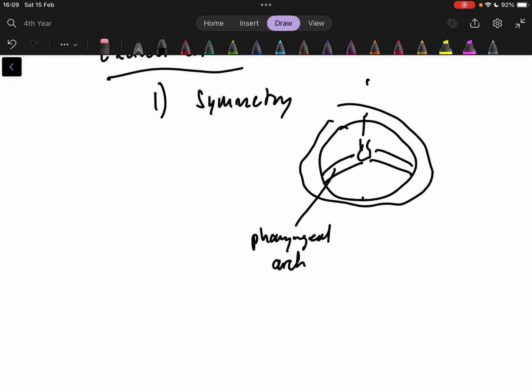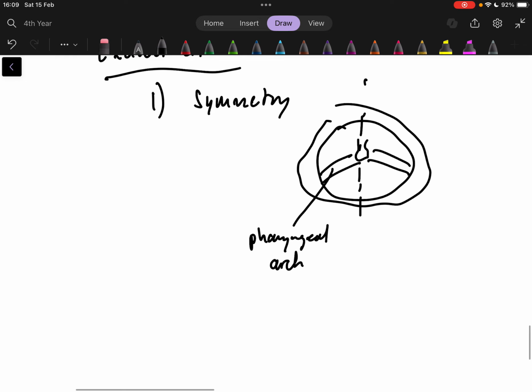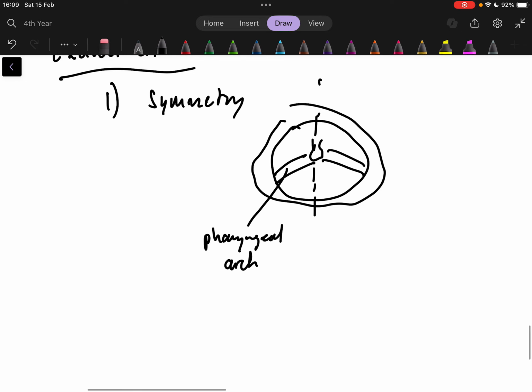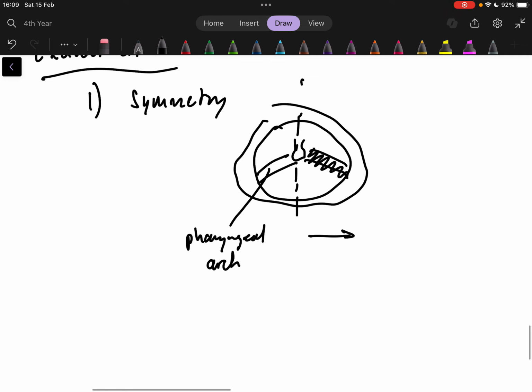Okay, and we're looking for asymmetry here. So if there's a problem, if there's a lesion somewhere, there may be some sort of flaccid paralysis. This may be a bit weak. And actually the uvula will move towards the unaffected side.